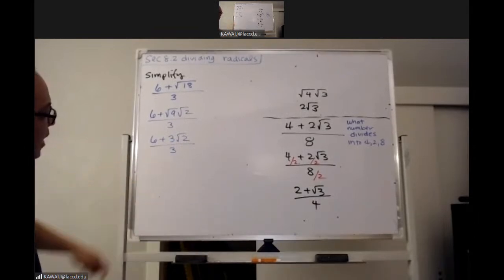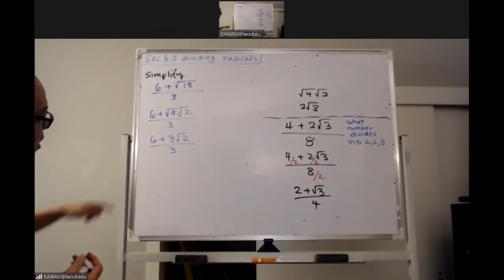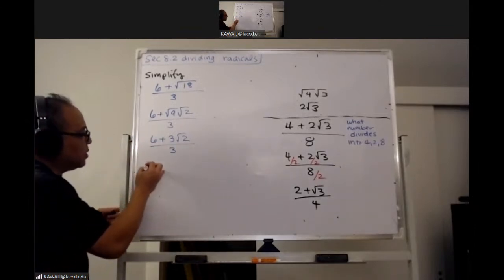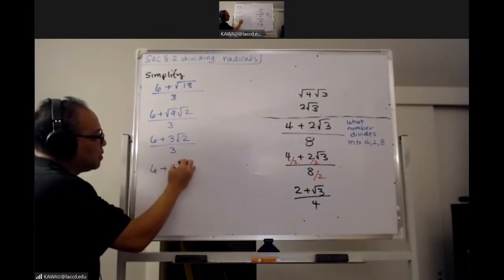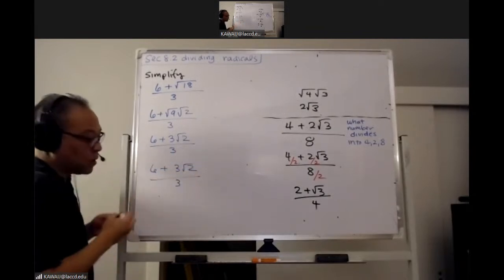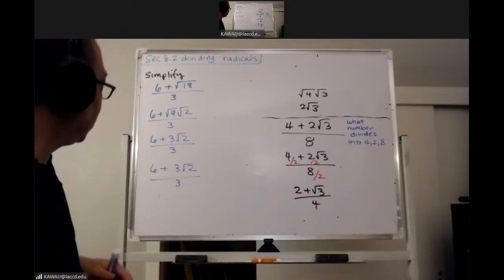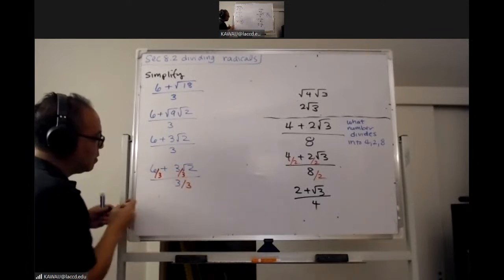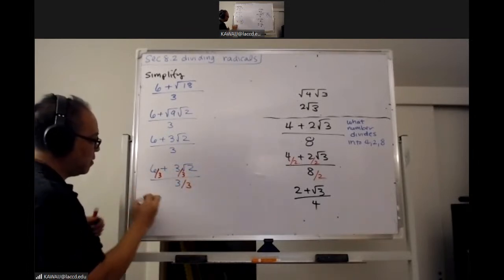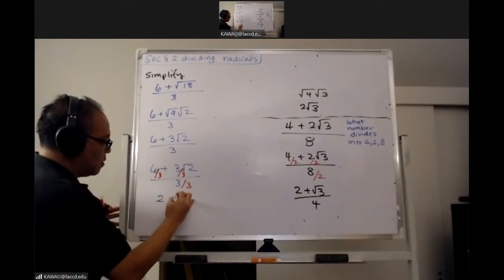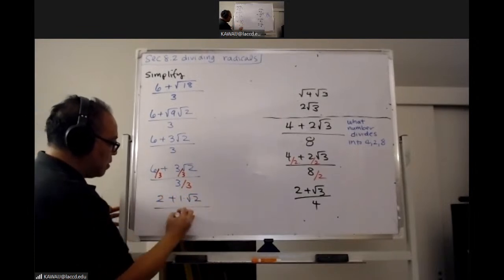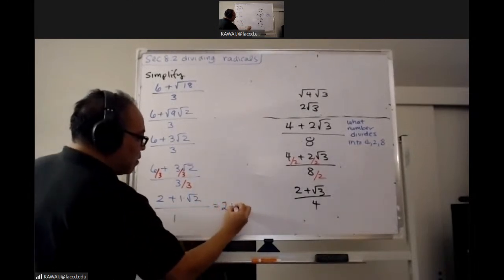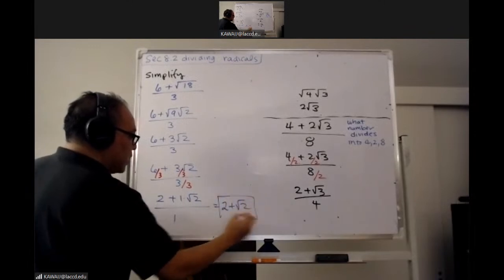Okay. Now ask yourself, what number divides into 6, 3, and 3? And that answer would be 3. So we're going to divide each one of those by 3. And then we're going to make it pretty. And that'll be your final answer like that.